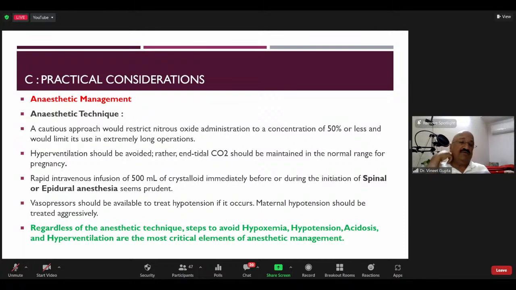Rapid intravenous infusion of 500 ml of crystalloid immediately before or during the initiation of spinal or epidural anesthesia seems prudent. Vasopressor should be available to treat hypotension if it occurs. Maternal hypotension should be treated aggressively. Regardless of the anesthetic technique, steps to avoid hypoxemia, hypotension, acidosis, and hyperventilation are the most critical element of the anesthetic management.